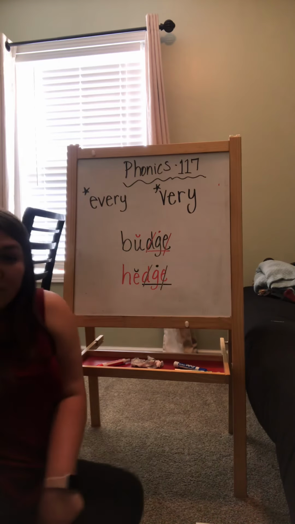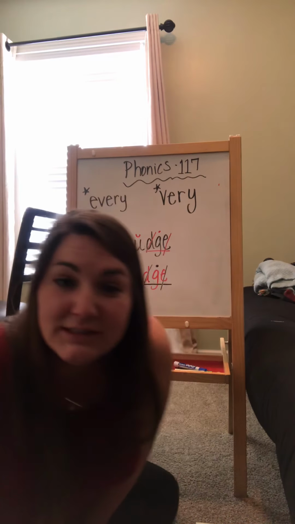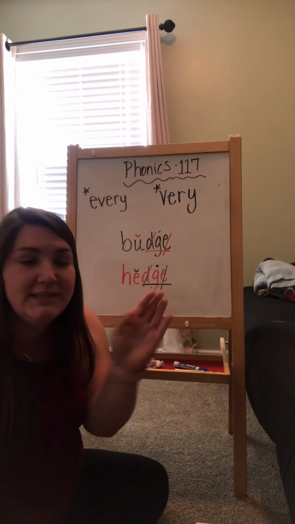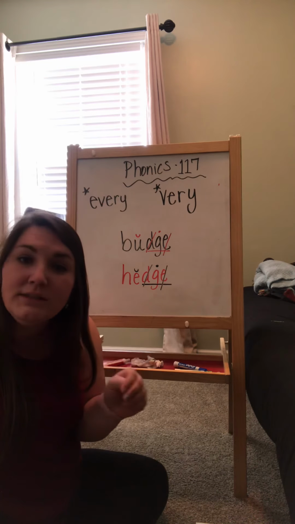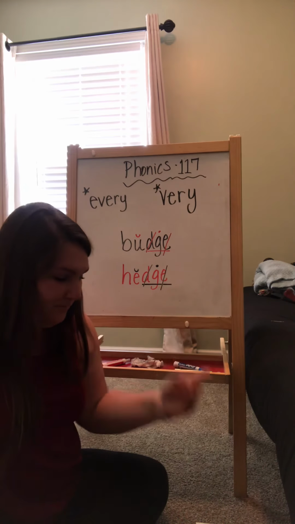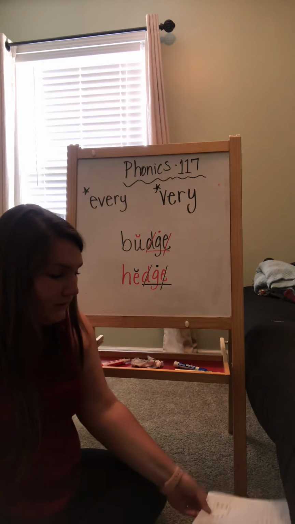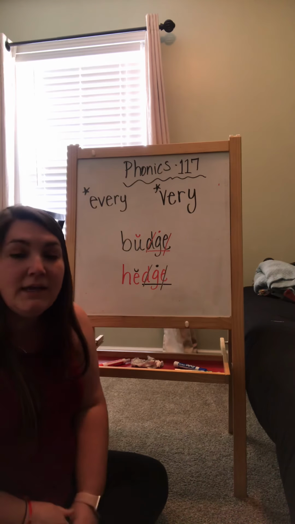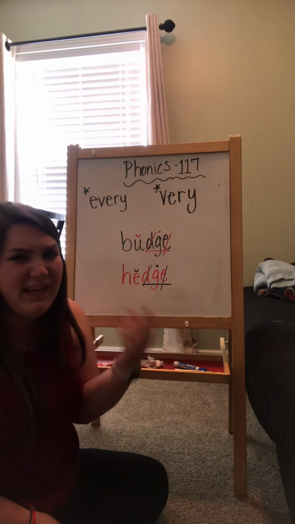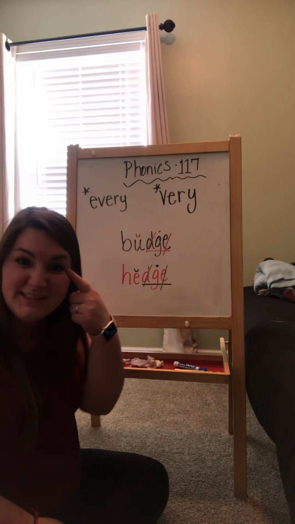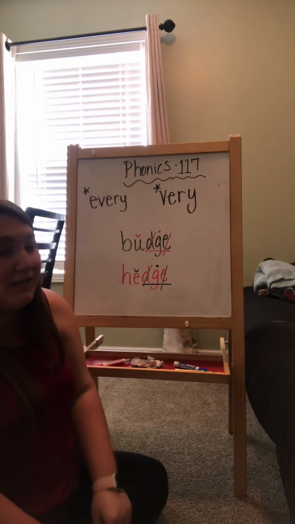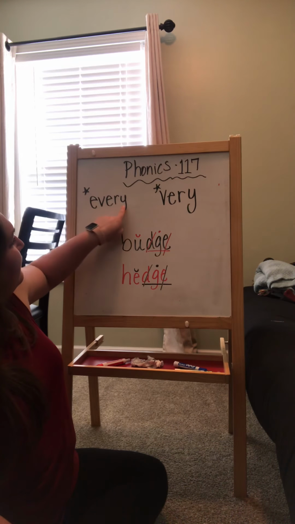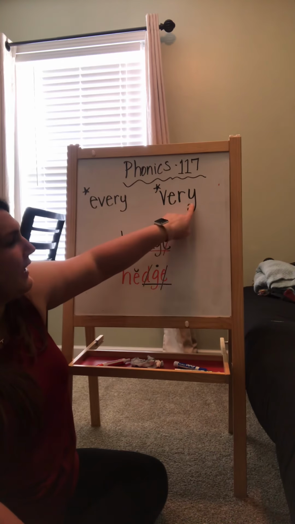Alright, so for the rest of them, I want you to go ahead and practice coding those also. Do exactly what we did, and I want you to say all the sounds in the word and then code them. Alright? Also, for today, before we go, we have 2 new sight words. Now remember, sight words are words that we can't really sound out. We just have to know by sight. So our new sight words for today are every and very.